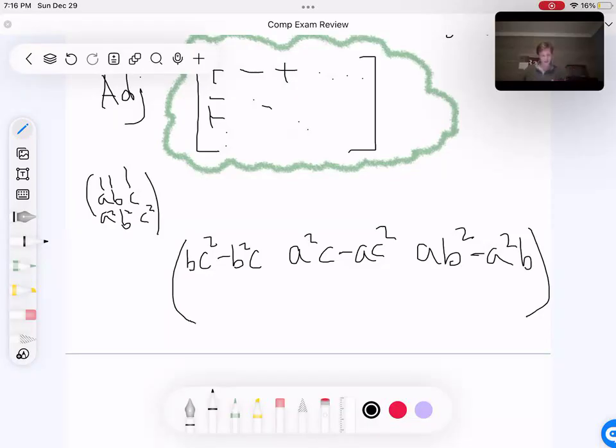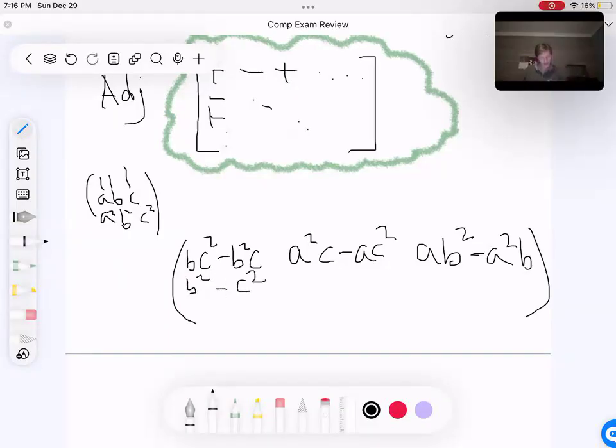So this spot right here is going to be negative because of the sign matrix. So that is actually going to be, sorry, C squared minus B squared. But we're negating that, so that is going to be B squared minus C squared.